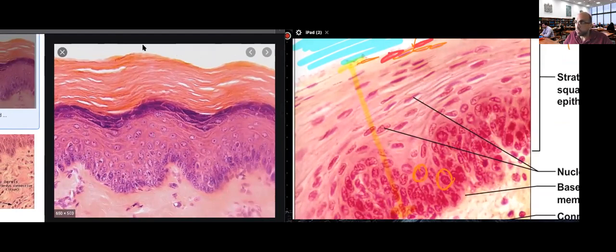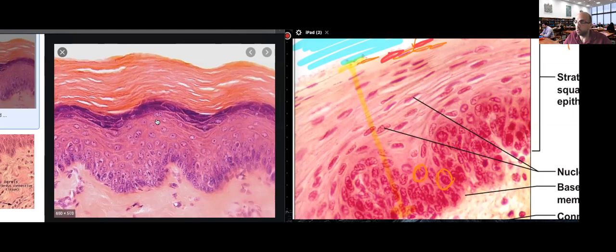I see a space. Yes, on this slide, you see a space, empty space. Do I have cells lining the space? So this is epithelium. Same concept on here. Space lined with cells. So this is epithelium.